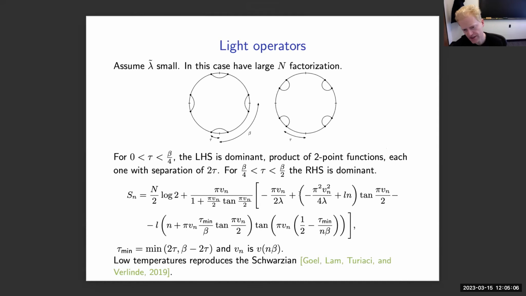Okay, and one test of this formula is that if we take low temperature here, we reproduce the result for the entanglement entropies that was found for the Schwarzschild in this paper. But in general, it holds not only at low temperatures. It's at any temperature, but for a small lambda.